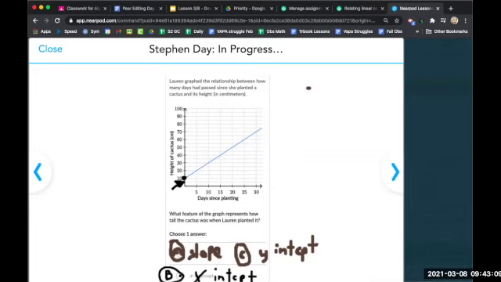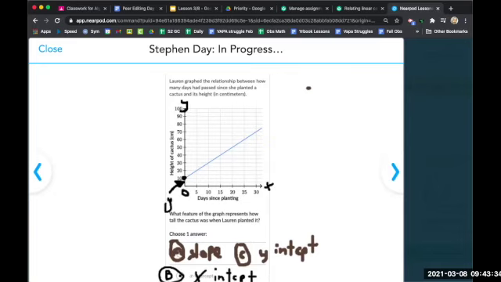Well, these are the days since planting. If we look at the 0 day, the point when it was planted, that is the point when it's planted. And what kind of intercept is that? Well, this is the y-axis, and this is the x-axis, and this is when the line crosses the y-axis. So this is the y-intercept. So please take these notes for credit.